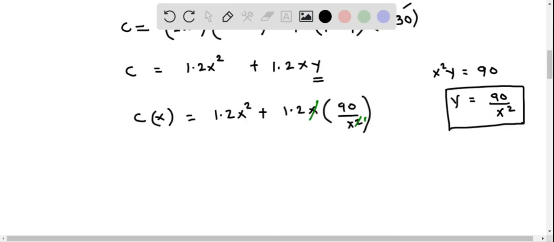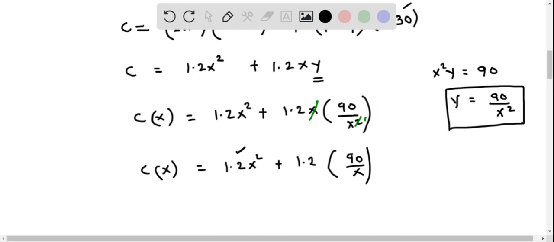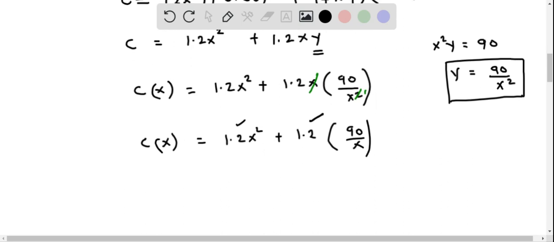And so we write the cost function c of x. This equals 1.2 x squared plus 1.2 times 90 over x. Observe that we have 1.2 in both terms, so we can factor it out. Therefore, we write c of x, and this equals 1.2 times x squared plus 90 by x.